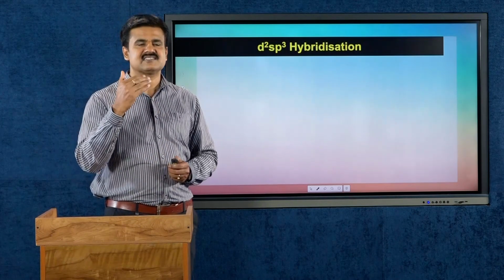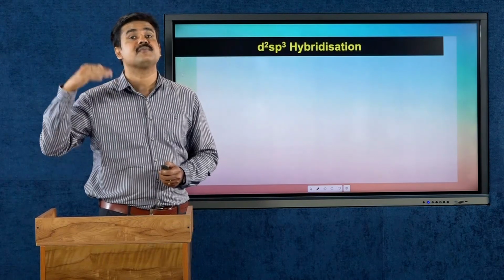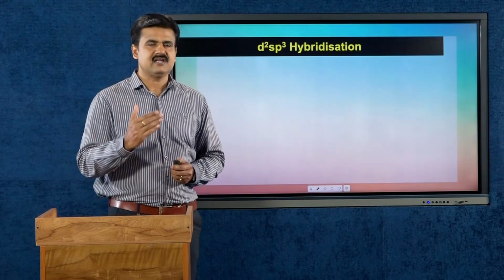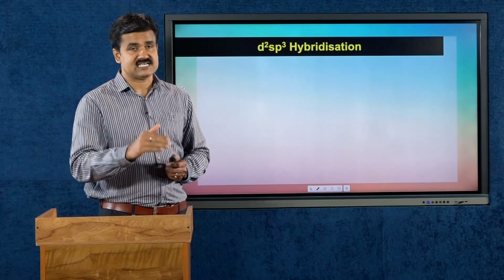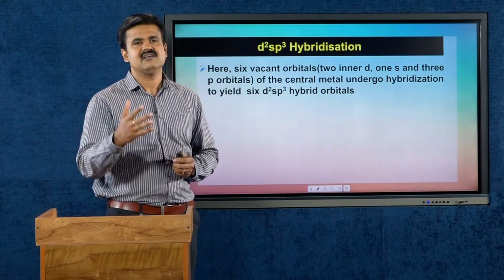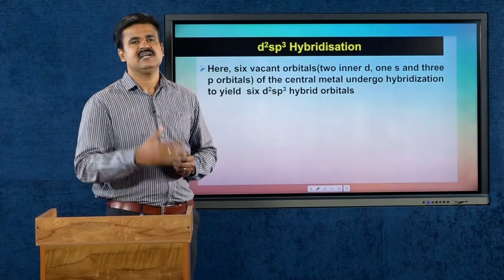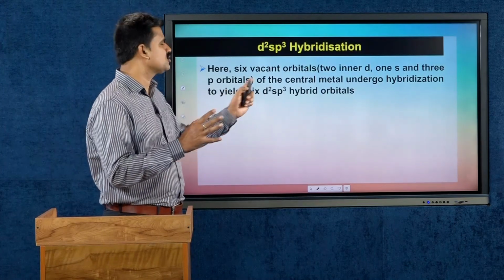The difference is that in sp3d2 hybridization, the participating d orbitals are from the outer shell. However, in d2sp3 hybridization, the participating d orbitals are from the inner shell. So, an example for d2sp3 hybridization is there. We can move on to that typical example by simply going through this concept.